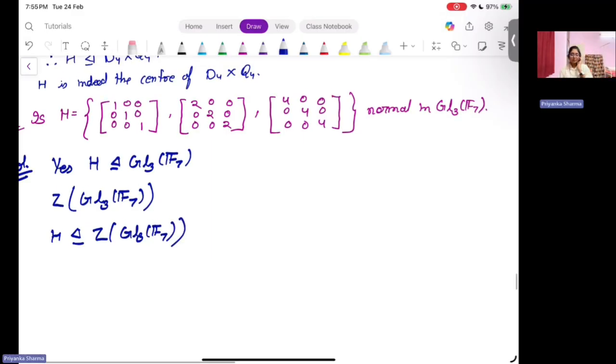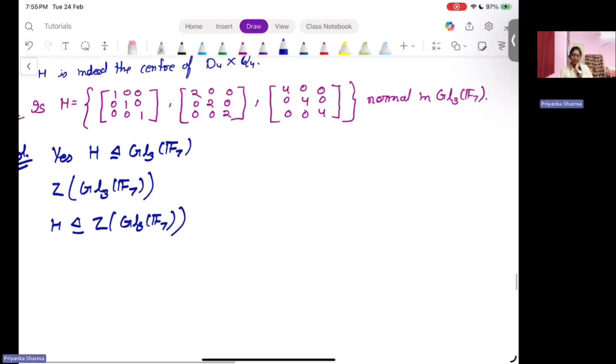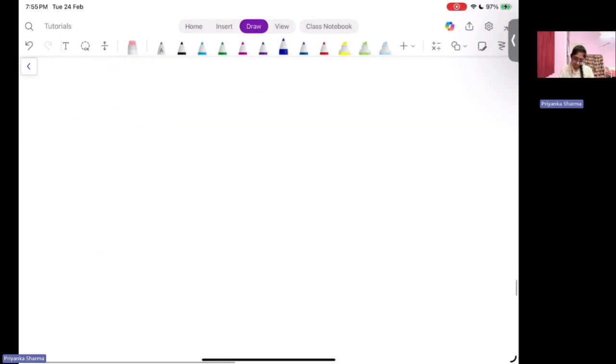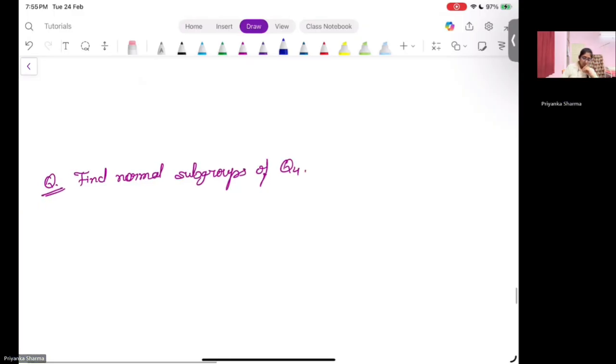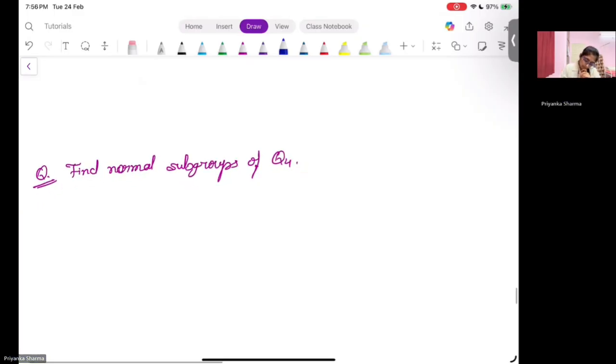Okay, so this is how we can conclude that H is normal. Now find normal subgroups of Q4. So we have already discussed it. This is the quaternion group, and all proper subgroups are normal in Q4.